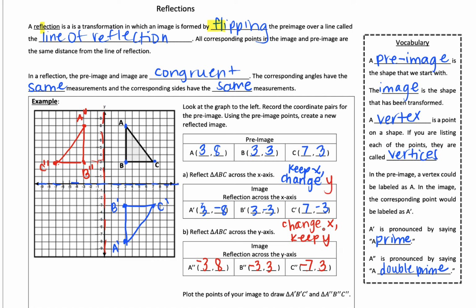So if you forget the keep x, change y, or change x, keep y rule, just plot it on a graph and you can count to your line of reflection. That's the easiest way to figure that out.